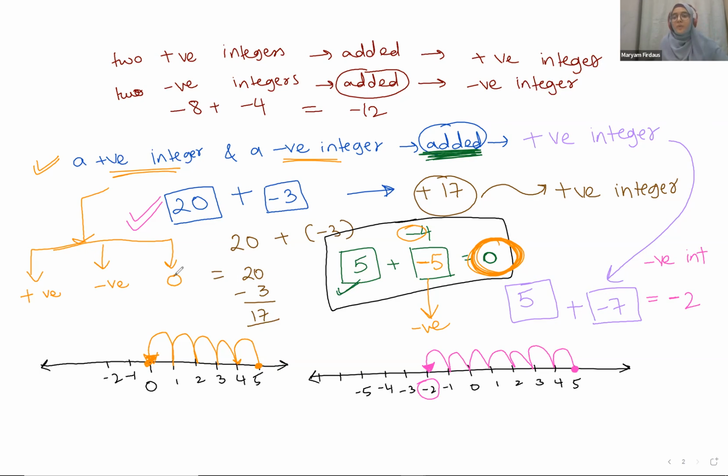All right. So now can you repeat the statement which we just studied? When one positive and one negative integer are added, we might get a positive integer, we might get a negative integer, and we might get 0. Very good. Excellent. Okay. So let's move on to our next statement.